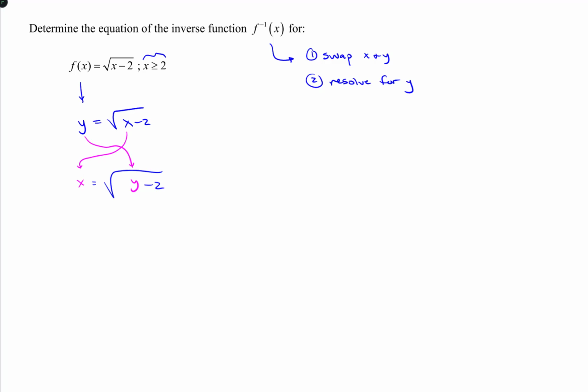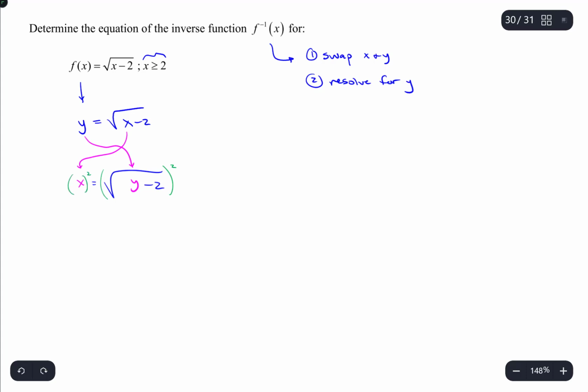All right, so now that I've done that, I need to resolve the equation for y. So I've got to get y by itself. So the first thing I need to do is get rid of that square root. So let's square both sides of the equation. So x squared equals y minus 2.